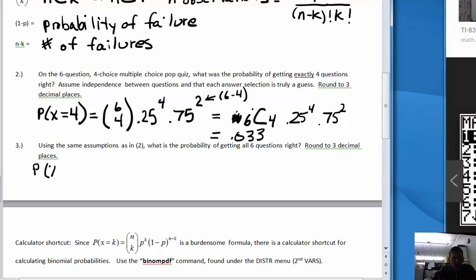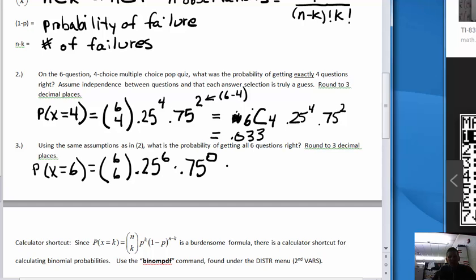If we use the same formula as before, n is 6 observations, k is 6 successes. The probability of success, p, is still 25%. Your variable here is k, which is 6. We want 6 successes. 1 minus p is still 75%, the probability of failure. This number here is what you get when you subtract 6 minus 6. In this case, it's 0. And this is how you can find the probability of getting all 6 questions right.